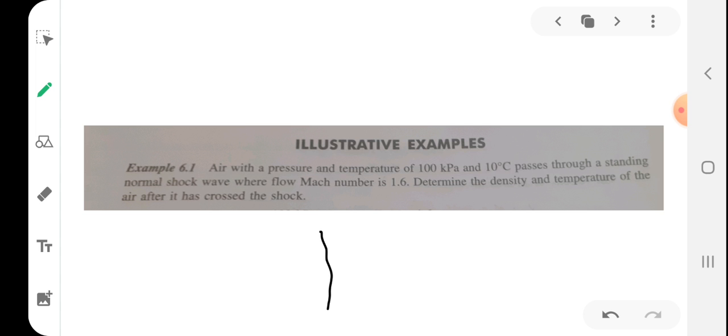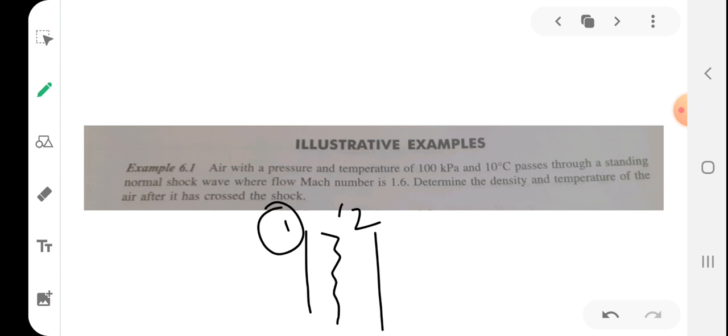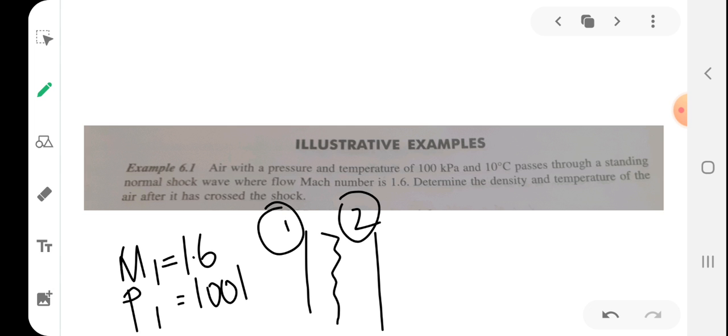Suppose this is the normal shock. This is the upstream section 1, and this is the downstream section 2. In this problem, Mach number M1 is given, M1 is equal to 1.6. The upstream pressure P1 is 100 kilopascal, and temperature T1 is equal to 283 Kelvin.